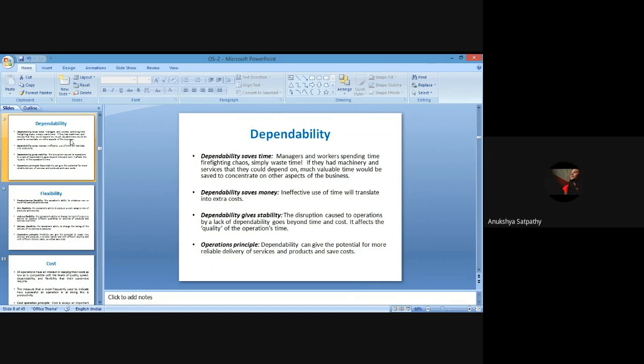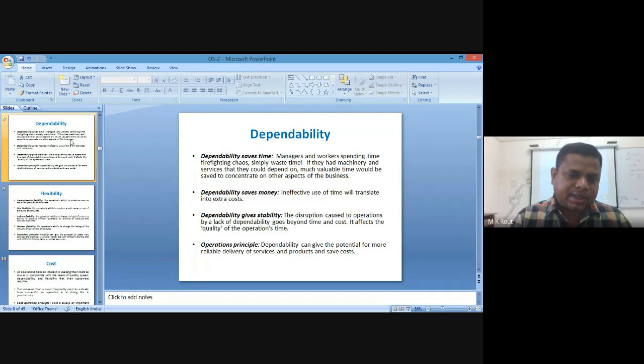Yes, sir. Okay. The next part is dependability gives stability. If you think about the Odisha state scenario, especially with reference to industrialization, in every industry there are 2 to 3 unions. Due to that union interference or disruption, dependability goes down, increasing time and cost. तो that also affects the quality of operation time.